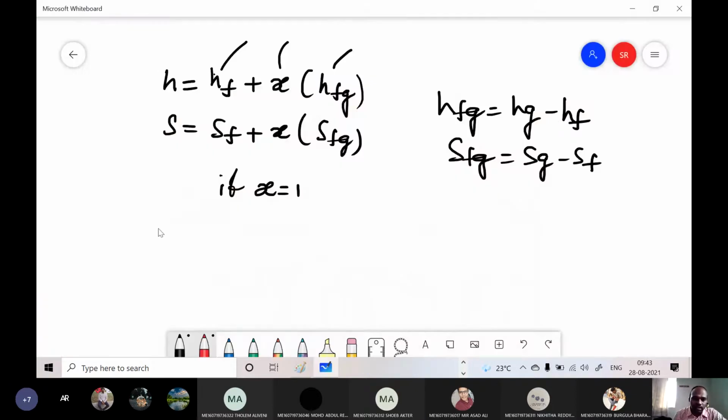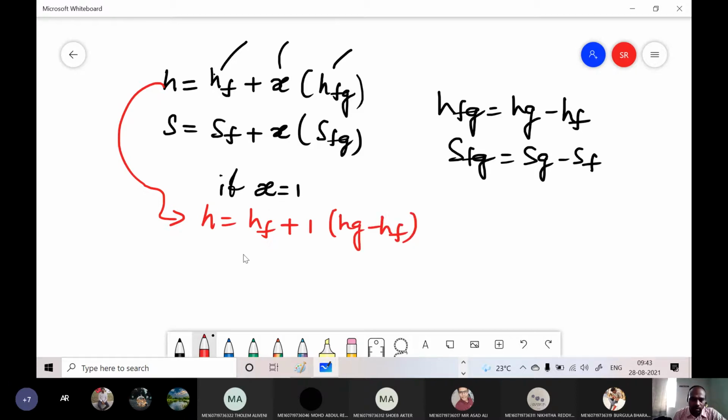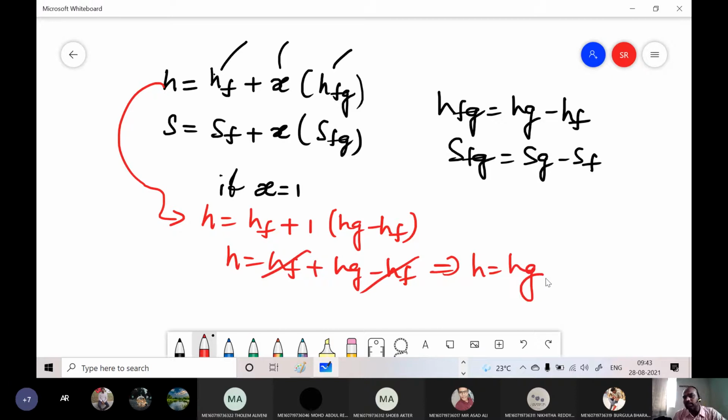You can cross-check here, right? Let us consider this one by assuming X is equal to 1. I can write H is equal to Hf plus X, which is 1, into Hfg, and Hfg I can write as Hg minus Hf. Therefore H is equal to Hf plus Hg minus Hf. Therefore Hf will be cancelled, and H is equal to Hg. If the temperature is greater than or equal to 100, you should consider the enthalpy or entropy for the gas. Is it clear?